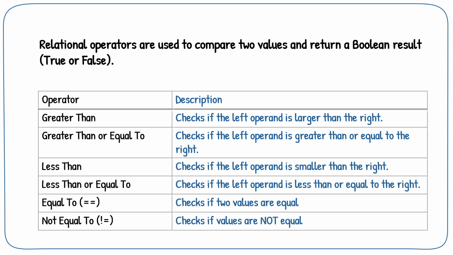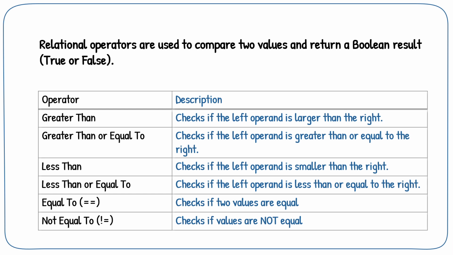The first one here is the greater than operator. If the value of the left operand is greater than the value of the right operand, it gives true, else it gives false. The next one is the greater than or equal to operator. If the value of the left operand is greater or equal to the right operand, it gives true or else it gives false. Similarly, it is for the less than operator and less than or equal to operator.